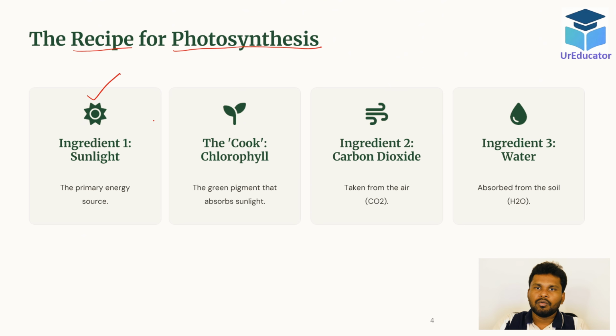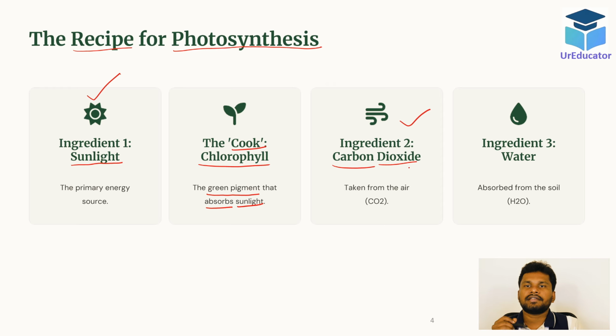Ingredient 1 is sunlight. This is the main and only source of energy for all the organisms on this planet Earth. Next, the cook, which is chlorophyll. Chlorophyll is the cook. What is the function of chlorophyll here? Chlorophyll will simply trap or absorb the light, which is a form of energy. Chlorophyll is a green pigment that absorbs or traps the sunlight. Clear?